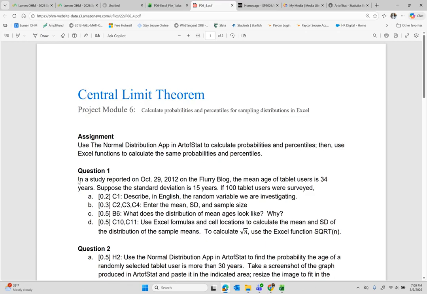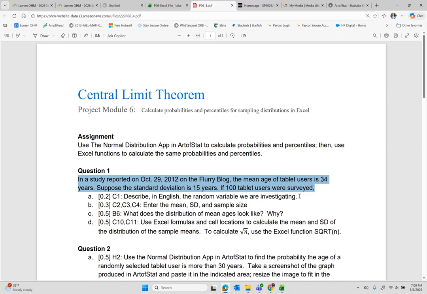For question 1, we are presented with a problem in a study reported on October 29, 2012 on the Flurry blog. The mean age of tablet users is 34 years. Suppose the standard deviation is 15 years. If 100 tablet users were surveyed, first describe in English the random variable we are investigating.